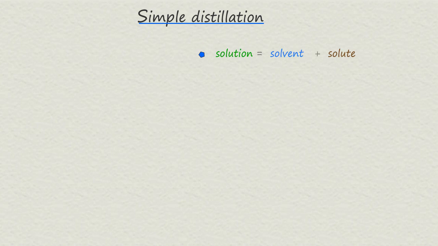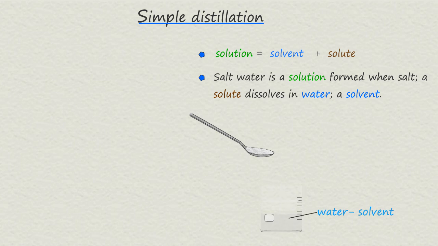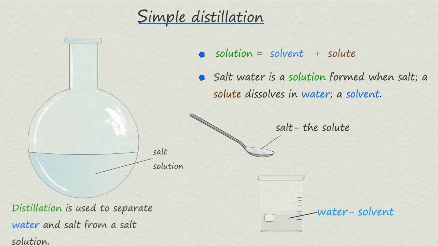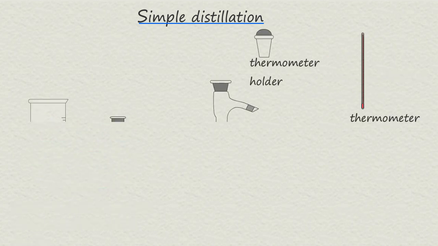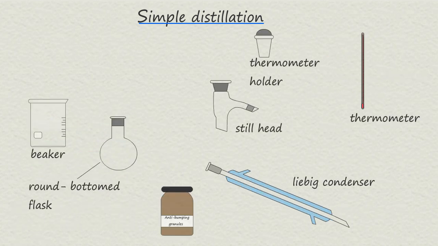Now recall that a solution is formed when a solute dissolves in a solvent. For example, salt water is a solution formed when the solute salt dissolves in the solvent water. Now to separate out the solute from the solvent, that is the salt from the water, we can use a technique called simple distillation. Now the apparatus used to carry out a simple distillation experiment is shown on screen.